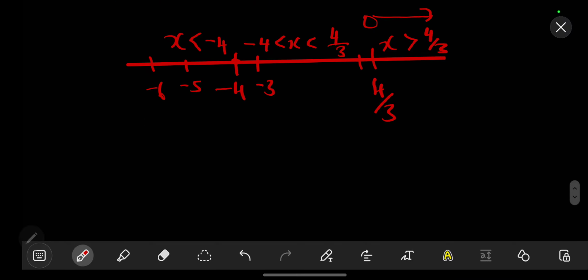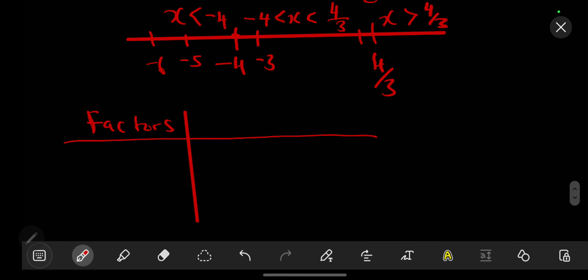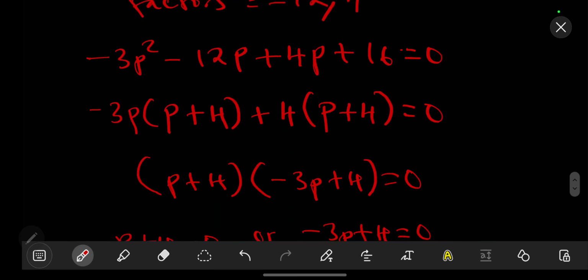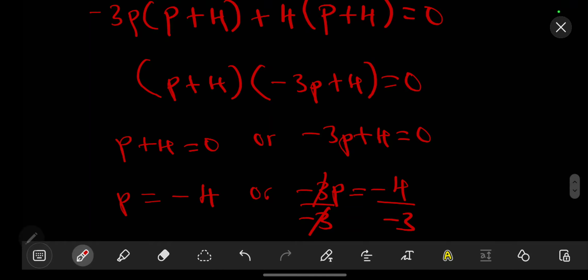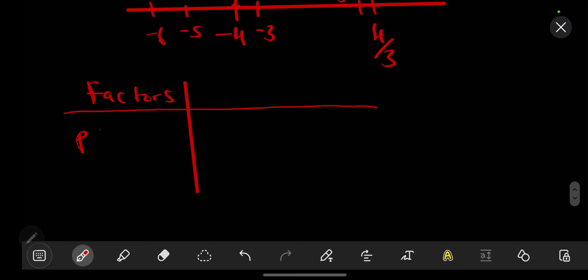So if we have this, we can just come up with a sign table real quick. Just in case you haven't watched that video, kindly comment so that I can forward you the link. So we are going to write our factors using what we factorized. We have a p plus 4, and the other factor is a negative 3p plus 4, like that.